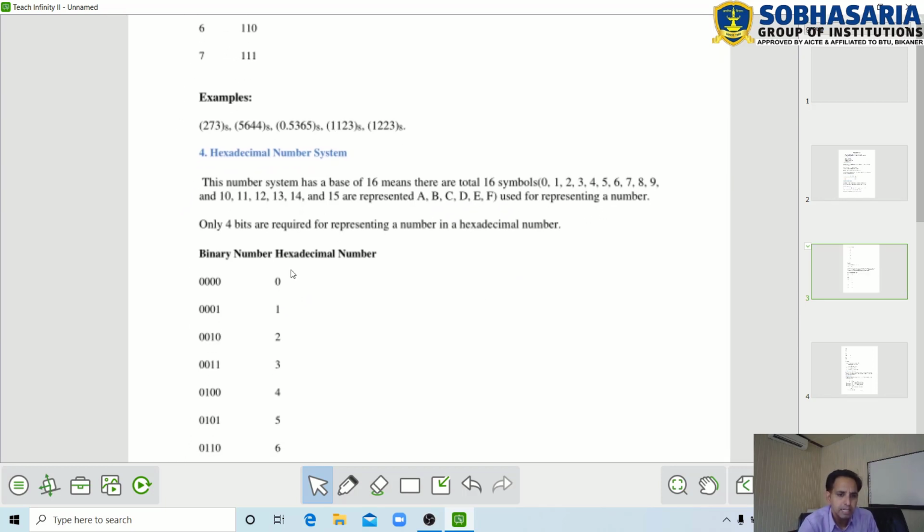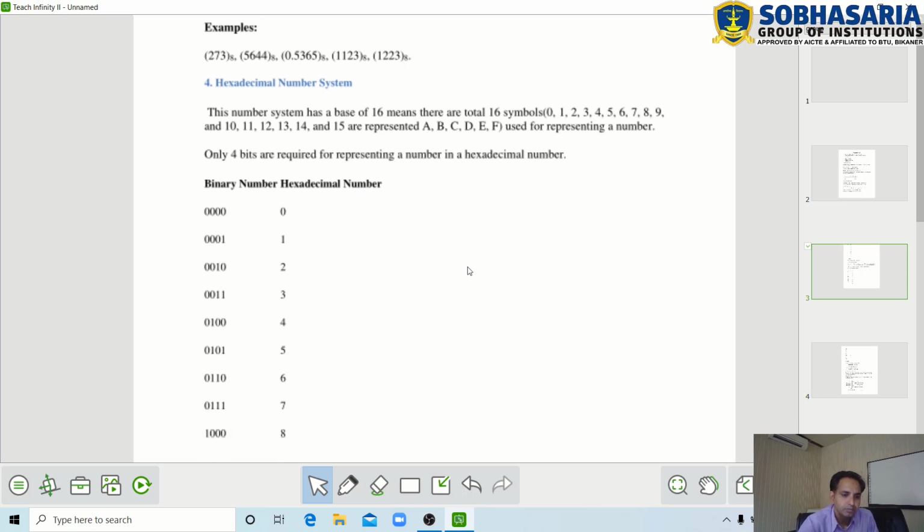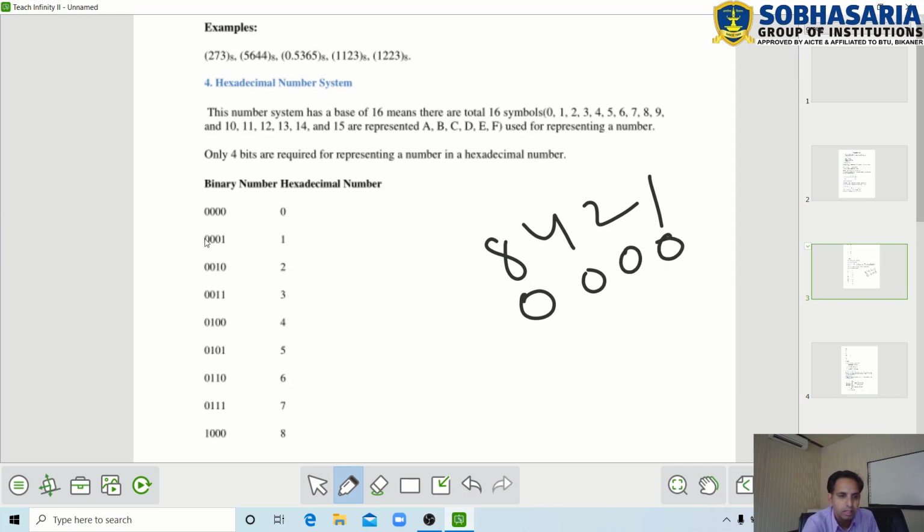To represent a hexadecimal number, we require 4 bits. Here we represent a binary number that represents the hexadecimal number. For 0, again we use 8421, and all bits will be 0. If we take 1, then 0, 0, 0, 1. If we take 2, then 0, 0, 1, 0. So whichever bit is required, that bit will be 1.